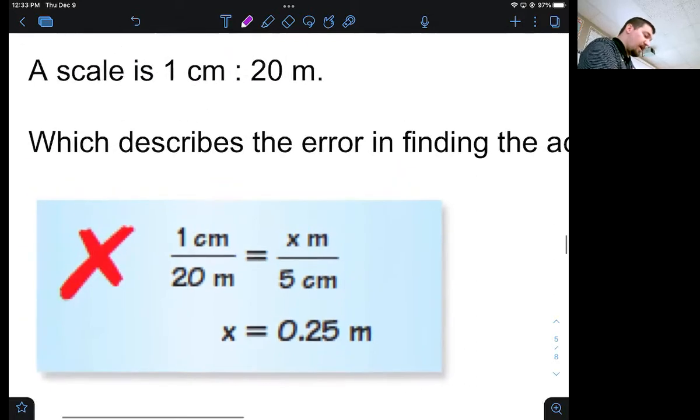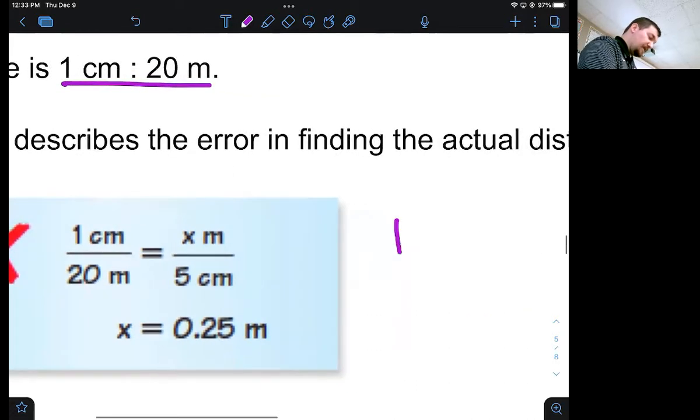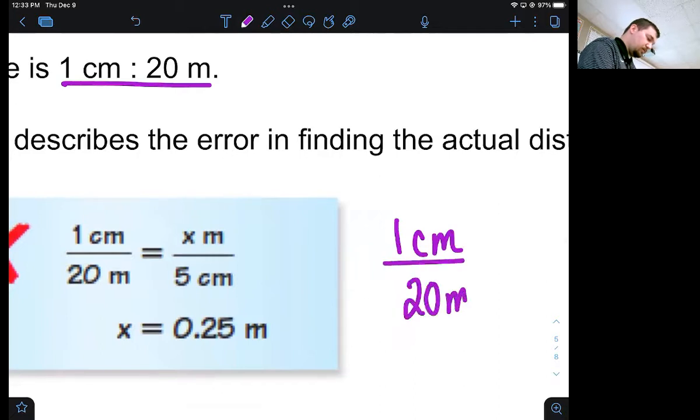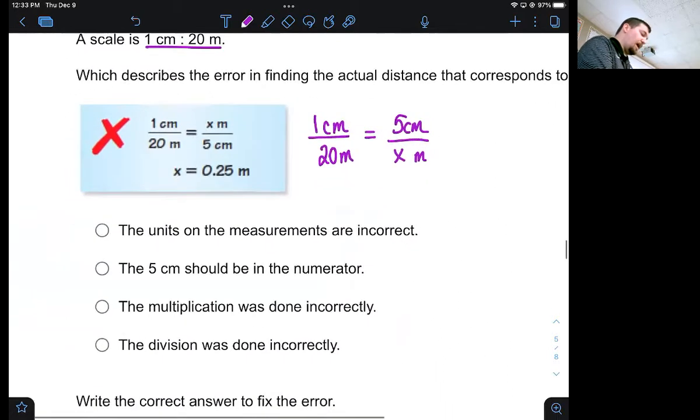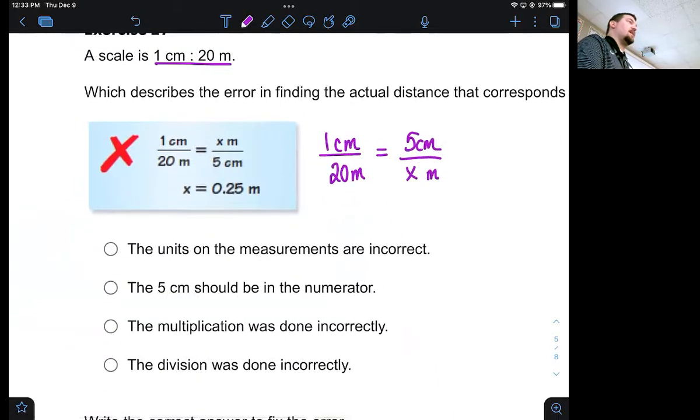So they wrote the correct scale. 1 centimeter is 20 meters. And then when they went to write their next ratio, shouldn't centimeters go on top? Yeah. They should have written it as 1 centimeter is 20 meters. So 5 centimeters would be how many meters? So which of these 4 options describes what the mistake was, Gage? B. Yeah, the 5 centimeters should have been on top, should have been the numerator.